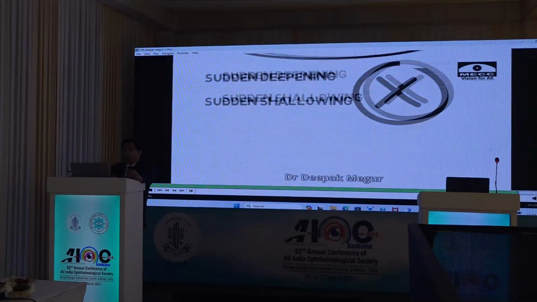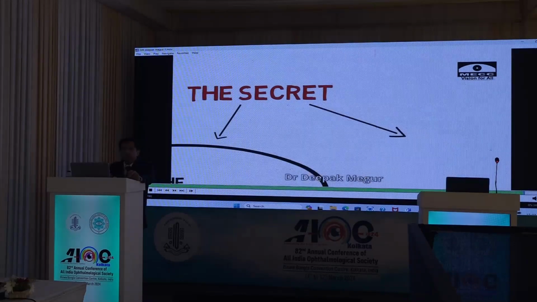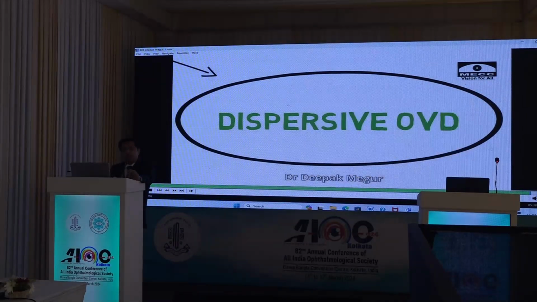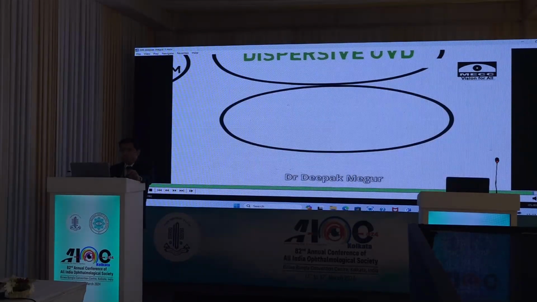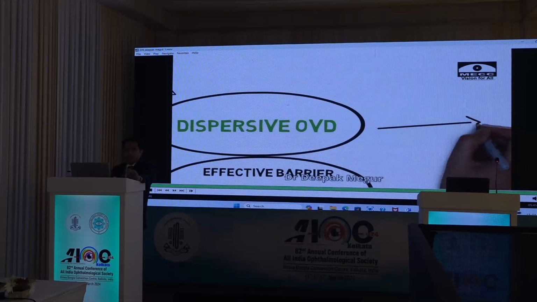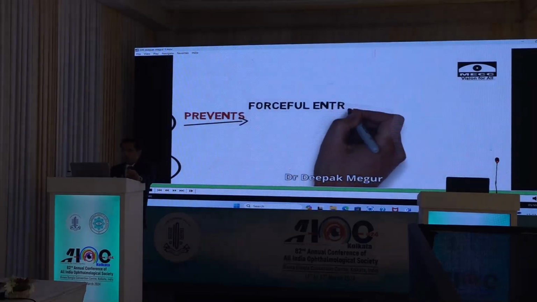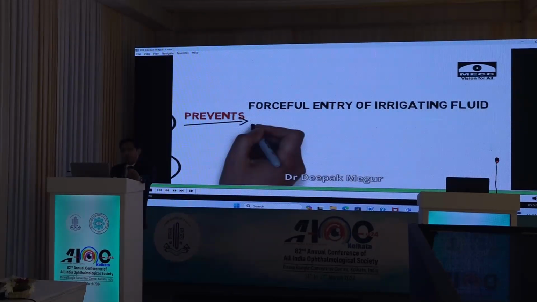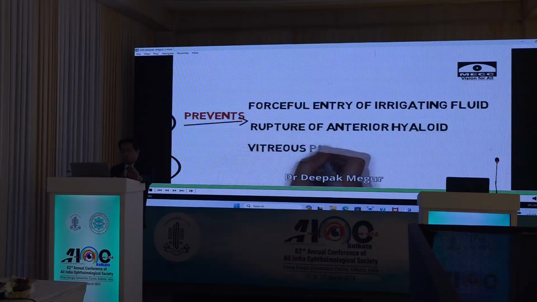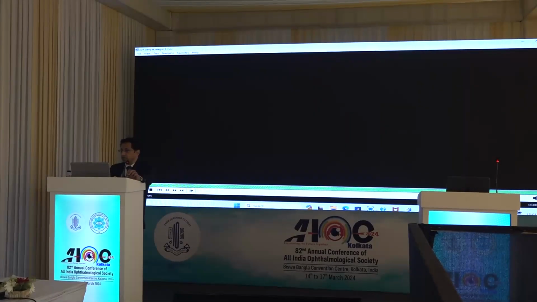Now how do you prevent deepening? So avoid having a very high infusion pressure, lower the bottle height. Then adjust your parameters to ensure that the chamber doesn't shallow. The second weapon we have is the dispersive OVD. This acts like a barrier, it compartmentalizes, and it also prevents the gush of the fluid going across beyond it, and this will prevent the anterior bearing the brunt. And if you're careful with these situations, most often than not, you can prevent the anterior rupture.